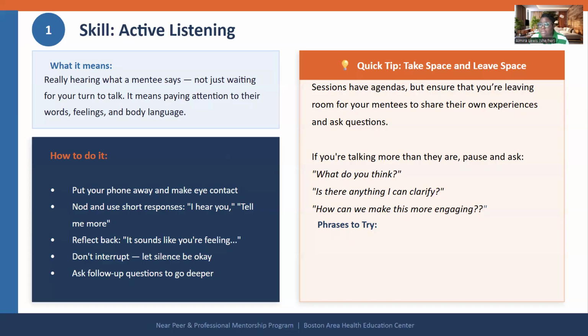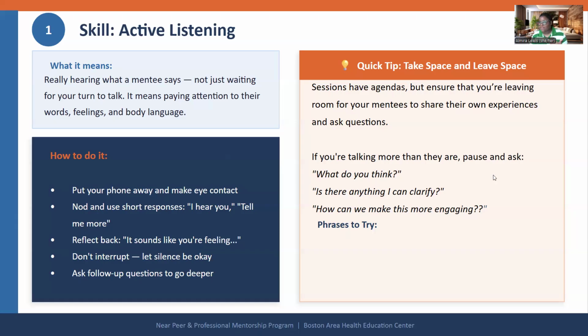Is there anything that you can clarify for them? Not just saying, do you have questions? Because just saying, do you have questions? Oftentimes, some people will be like, no, we don't have questions. But saying, is there anything I said that didn't make much sense? Is there anything I can clarify? Might be a better way of phrasing that. And ask them, how can we make this more engaging?